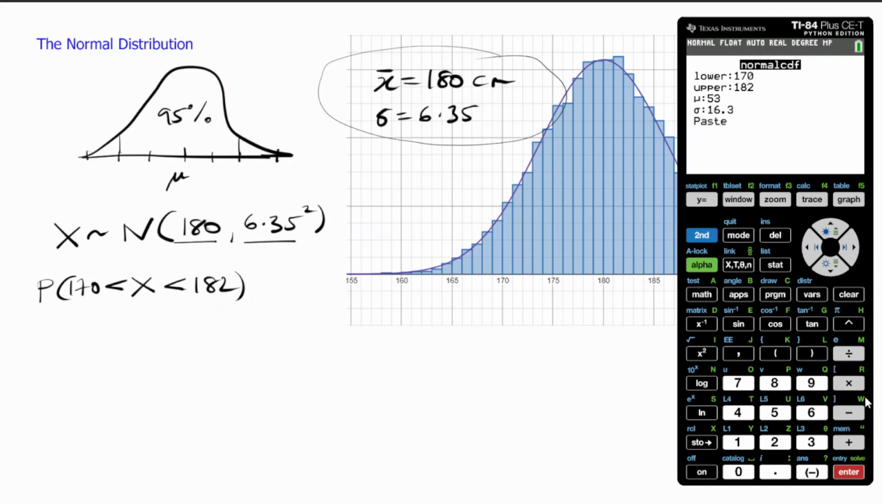We have to still put in the mean and standard deviation, so 180, and standard deviation is 6.35. Paste that, enter, and it will give us the probability, so 0.566.